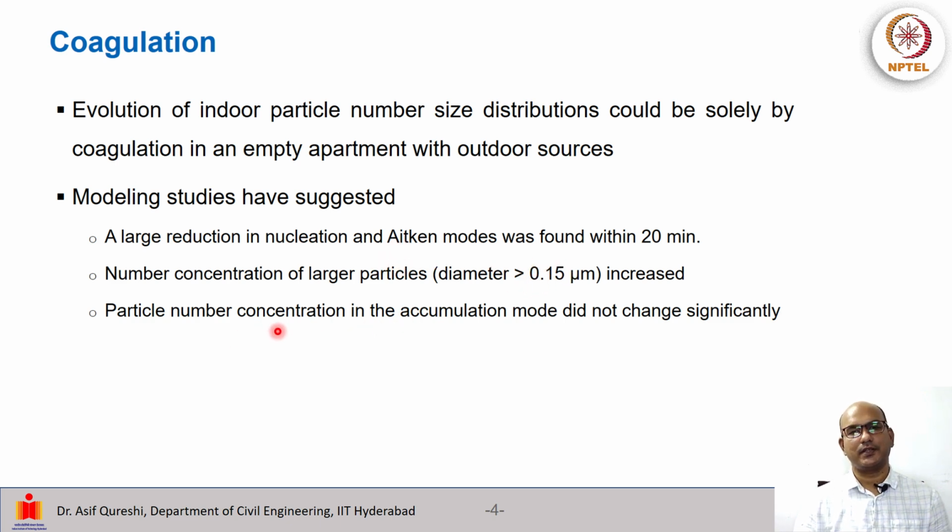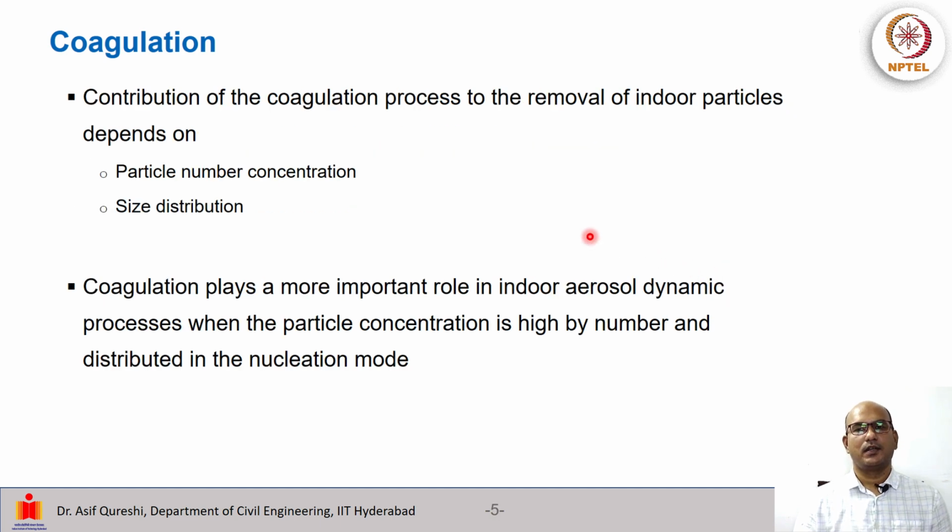But if you start with accumulation mode particles, they may not be coagulating. So these are basically different scenarios. When you start with nucleation and Aitken modes, they will form larger particles, but when you start with accumulation mode, coagulation is a bit less than for the nucleation modes. So coagulation will contribute to the removal of particles, but that will depend on the initial particle number concentrations and the size distribution together.